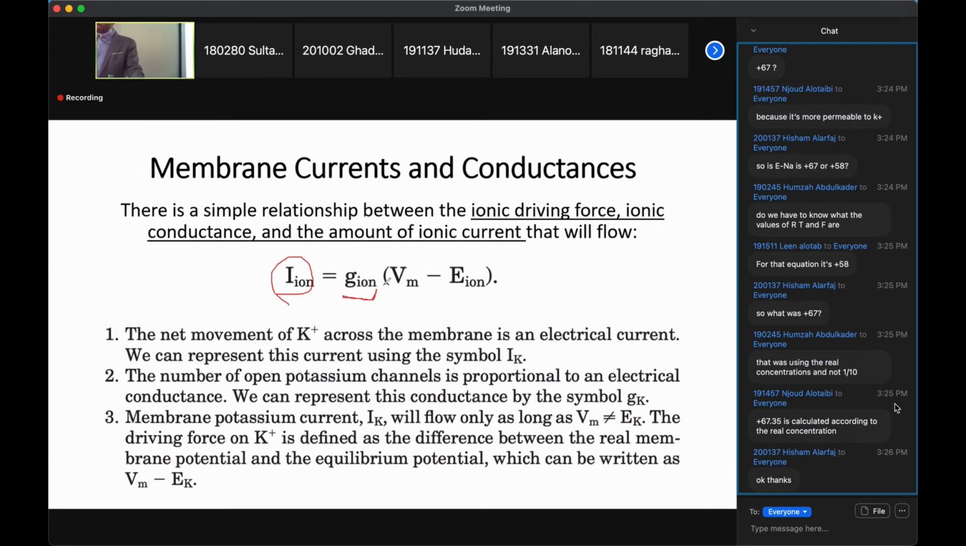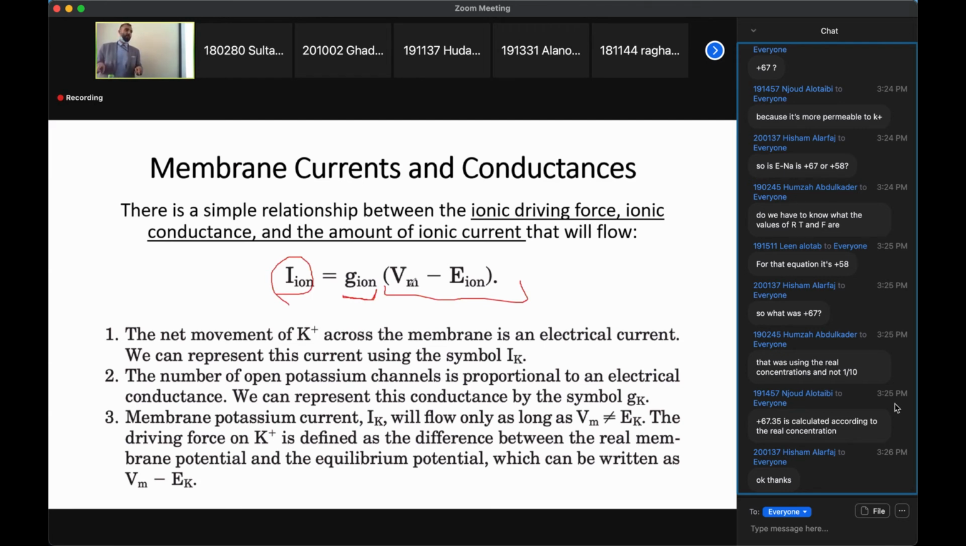And now this is the ionic driving force, which basically is the membrane potential minus the equilibrium potential for this ion. So this means that the ions will move as long as the membrane potential is not equal to the equilibrium potential for that ion.